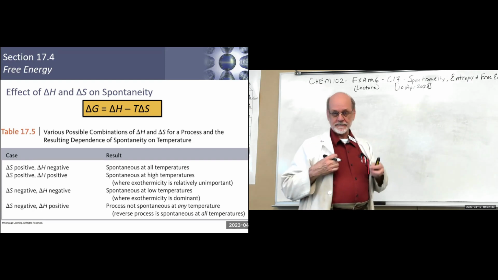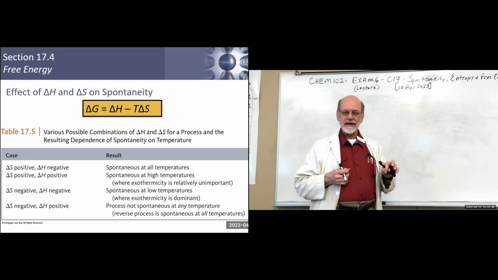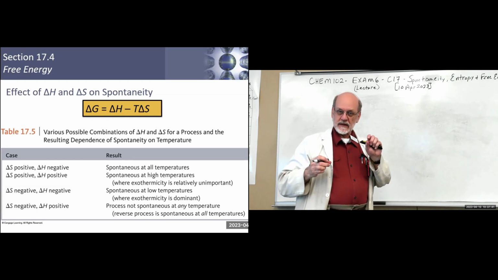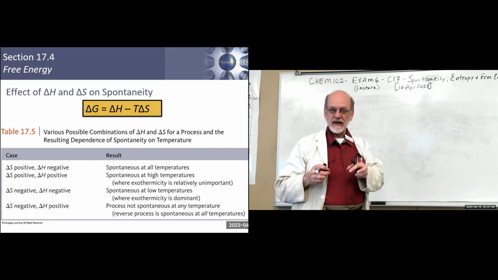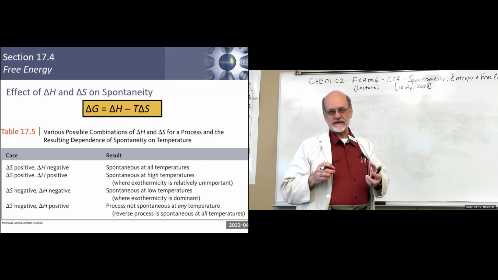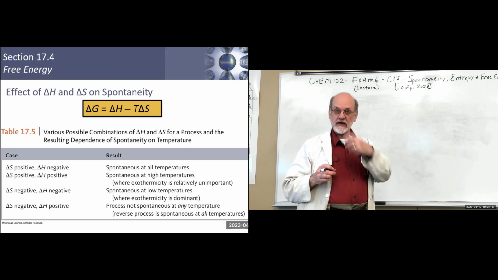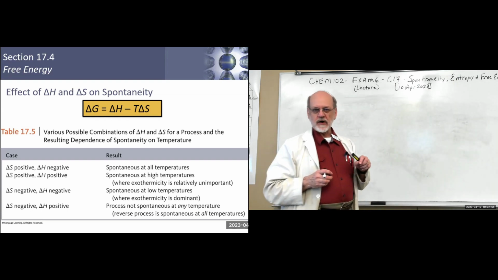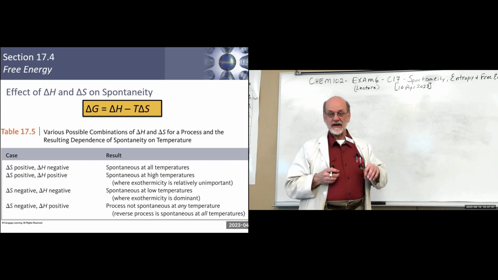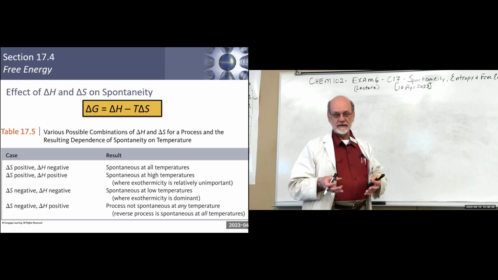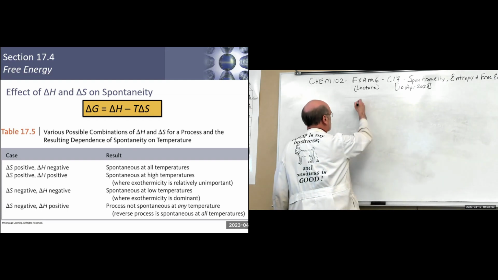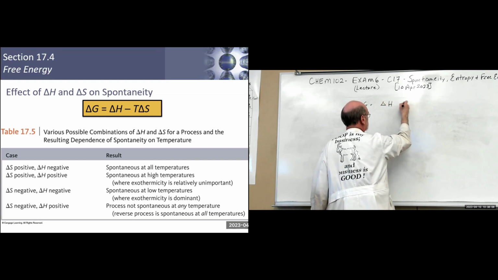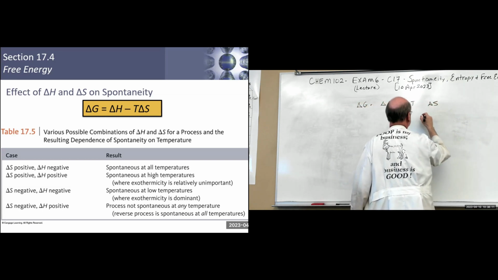So, if we look at any process, chemical reaction, and we consider both the entropy of the system and the enthalpy of the system, any changes in the entropy and the enthalpy, then we can use the Gibbs free energy equation to determine whether the reaction is spontaneous and under what conditions it would be spontaneous. So we have our equation, delta H minus T delta S.